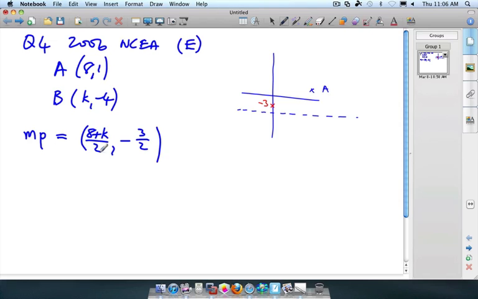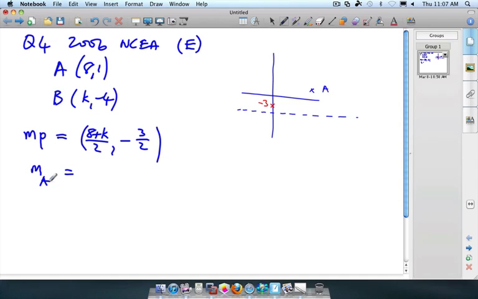Now, to work out the perpendicular, we need the gradient of AB. What is the gradient of AB? Any ideas? I look at a whole lot of absolutely stunned faces, like we'd never done this before. Rise over run for AB. What's the formula we use for gradient? Like y2 minus y1 over x2 minus x1. That's the rise over the run.